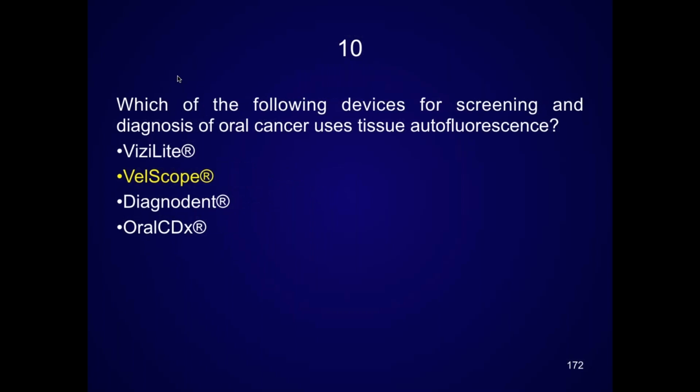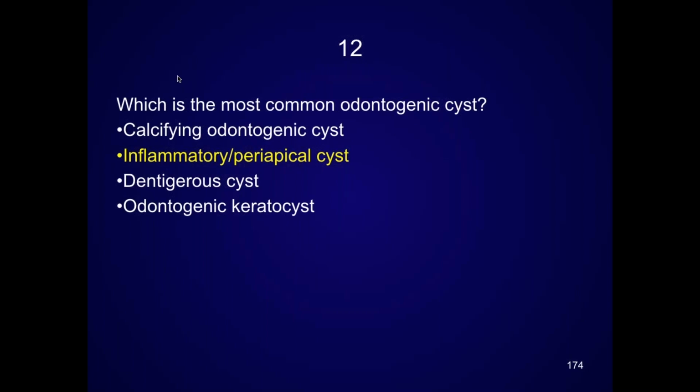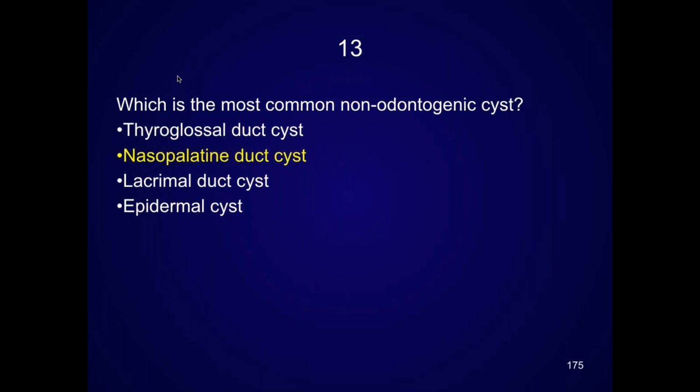This is all about knowing how your devices work, right? So VisiLight is reflectance, Velscope is the autofluorescence device, Diagnodent is a caries detection device, and Oral CDX is essentially a brush test. All right. Again, oropharyngeal cancer, it's all about HPV now. That's what it boils down to. Common cyst, remember, it's always inflammatory first until you throw on non-odontogenic, then it's nasopalatine duct.